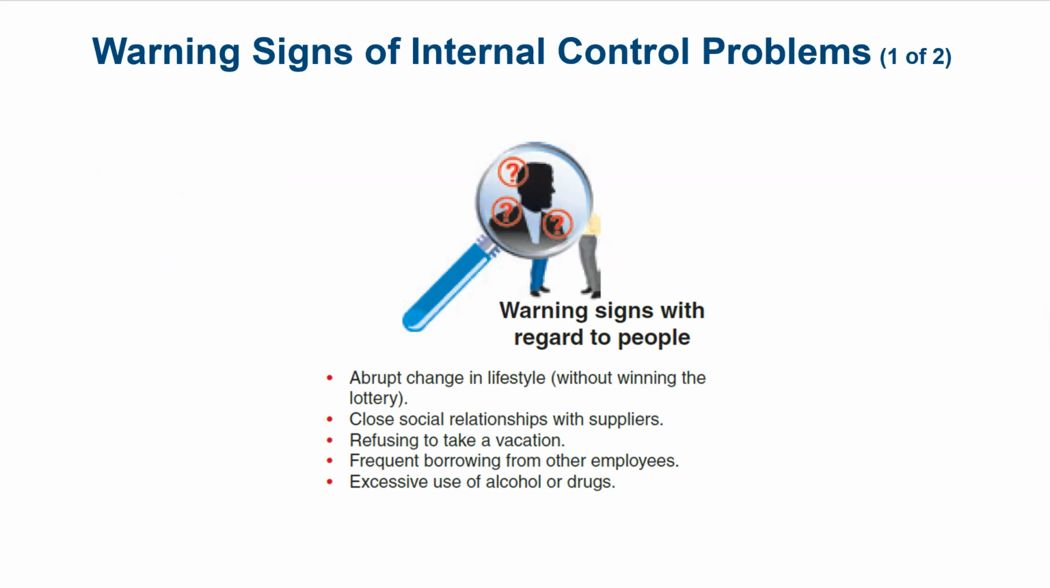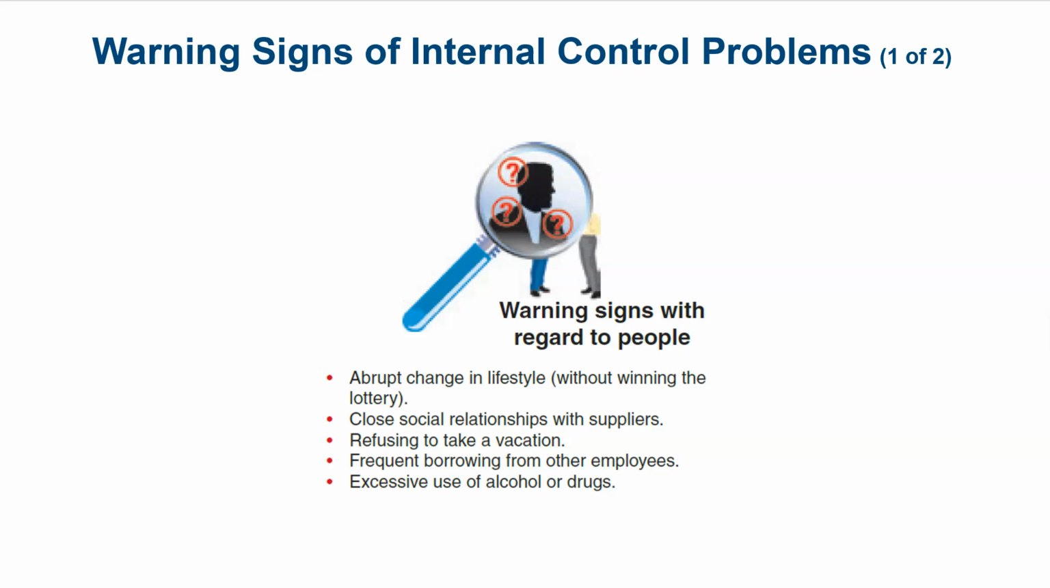So some warning signs of control problems. If you have an employee with an abrupt change in lifestyle and they didn't win the lottery, then it could be a warning sign. Now, of course, they could have inherited some money or they could have gotten a second job or something else, but it's just one of those warning signs that you want to look into.